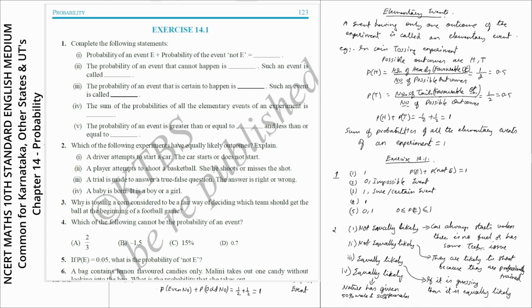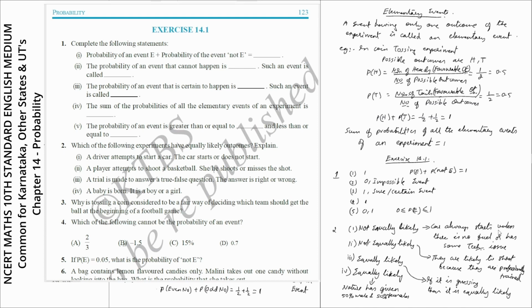Exercise 14.1, question number 2. Which of the following experiments have equally likely outcomes? Explain. A driver attempts to start a car. The car starts or does not start. The car will not start when there is no fuel, or the battery is down, or when there is some other issue like a wire that has been cut.